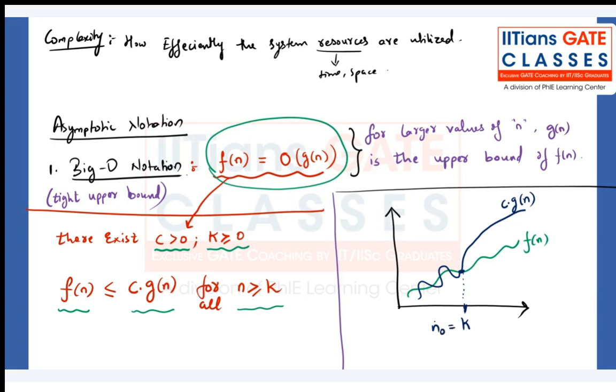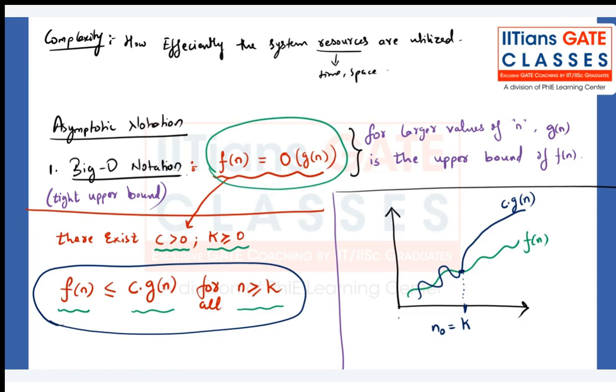Now before this k, we don't care how the function is behaving, how the two functions, c into g of n and f of n, are behaving. We don't care about that. But at this k and after this k, this particular inequality should be satisfied. If we have a valid k and a valid constant, we say that f of n is O of g of n.